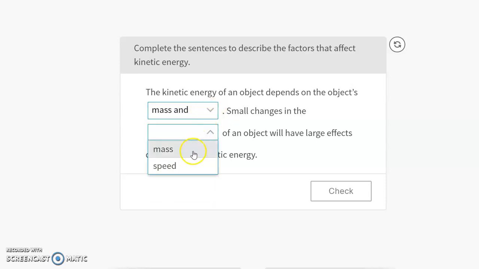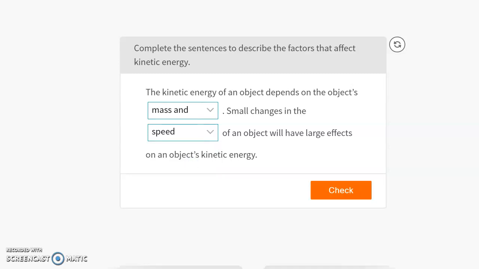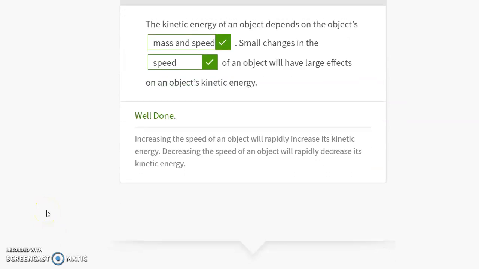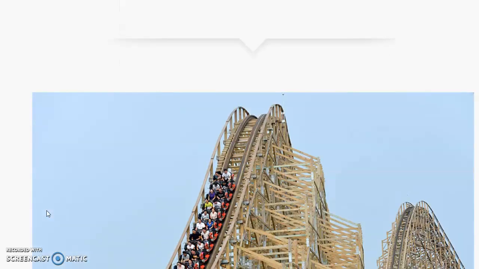Small changes in the mass or speed will have a large effect. Typically, speed is more important than the mass, but mass can really have an effect on the object's kinetic energy. Even though mass can have that large effect, really what we learned when we were talking about the different weights and speeds in previous lessons is that speed has the most effect. Mass and speed, and speed.